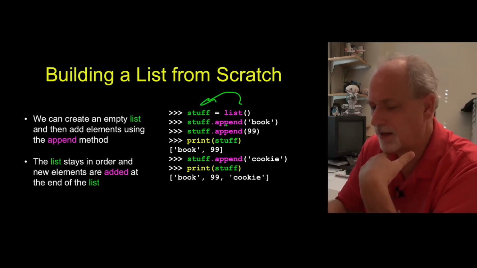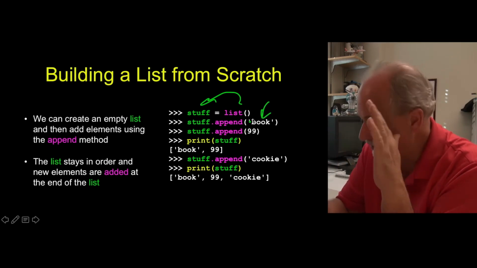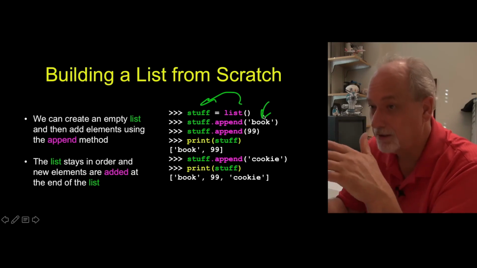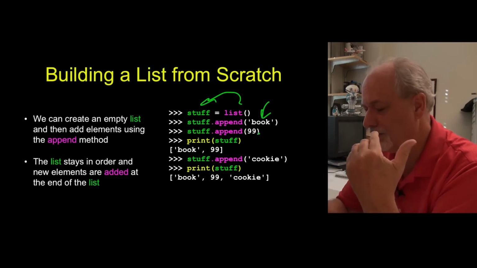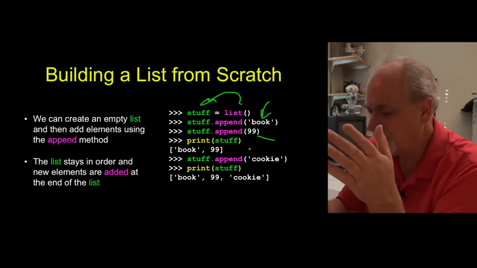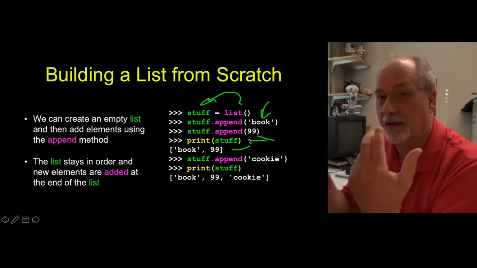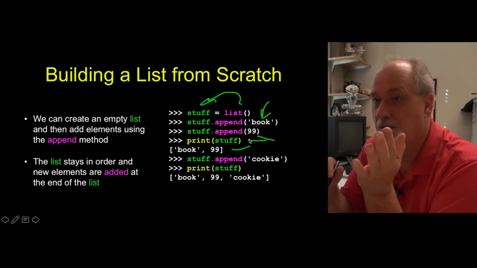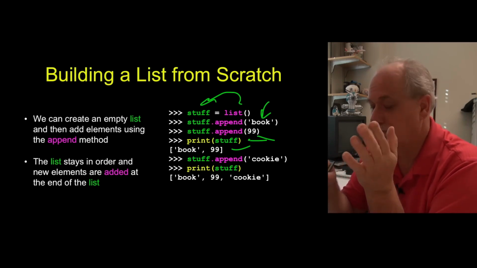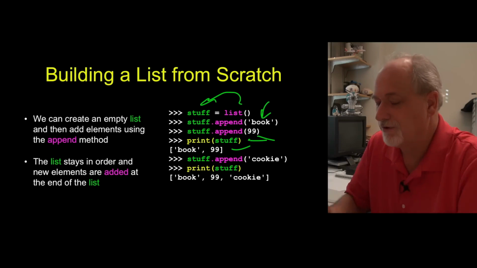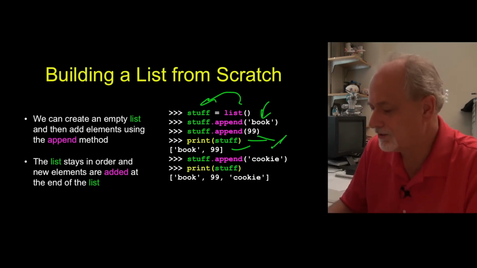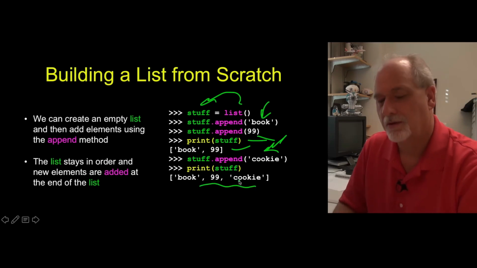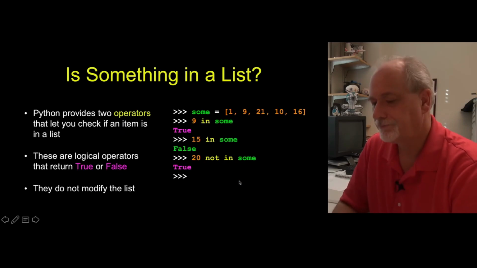And then we can call the append method, stuff.append, and stick book in. The stuff knows how long it is, where the end is, and how to add something to it. Then we add a 99 to it, and we print it out, and we get book and 99. Reminding ourselves that lists often hold the same types of values in the various positions, it doesn't always have to be that way. Then we stuff.append cookie. You can keep on going, and then we end up with 3 things and the cookie.